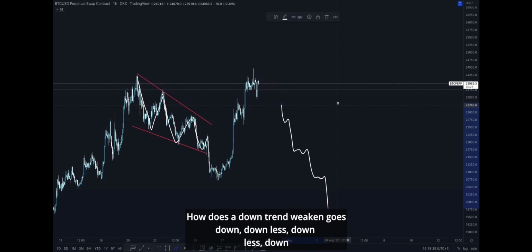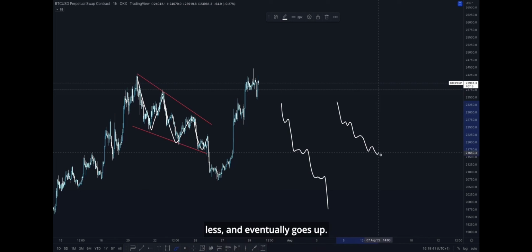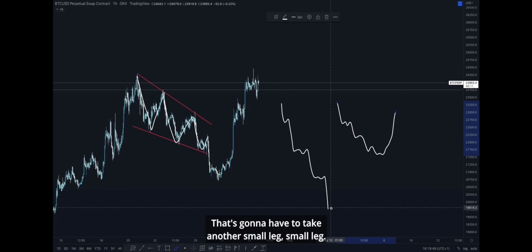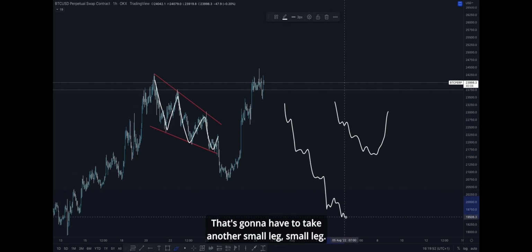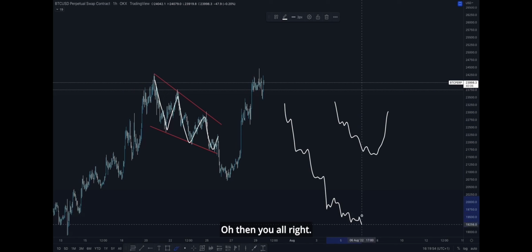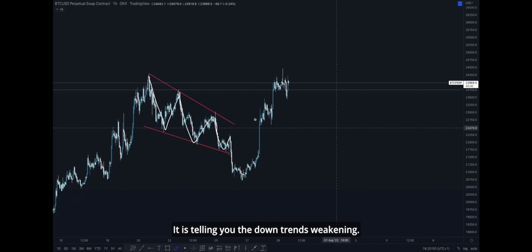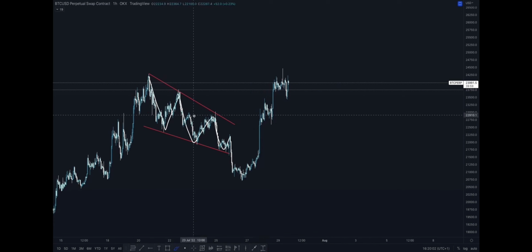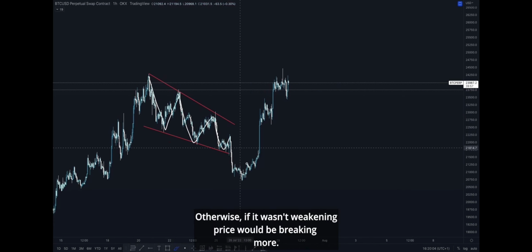How does a downtrend weaken? It goes down, down less, down less, down less, and eventually goes up. Yeah, that's how trends weaken. If it's going like that, that's it. No, that's not stopping yet. That's going to have to take another small leg. Oh, then all right, okay. Now we're starting to bottom. Understand? So that's what the wedge is telling you. It is telling you the downtrend's weakening. Otherwise, if it wasn't weakening, price would be breaking more.